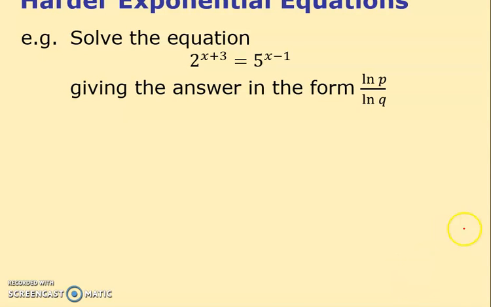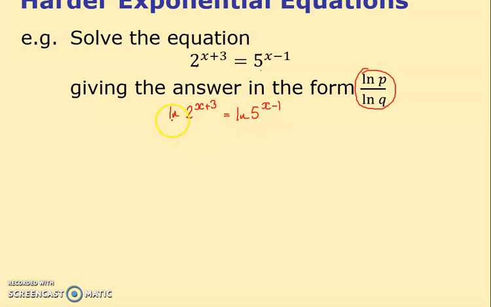Okay, here's my last question then. What have we got? First of all, just notice here it says give your answer in the form log p divided by log q. So I suppose that tells me the very first thing I need to do is take logs of both sides, and because there's numbers on each side with powers on both sides, I do need to do that method. So log of 2 to the x plus 3 equals log of 5 to the x minus 1.